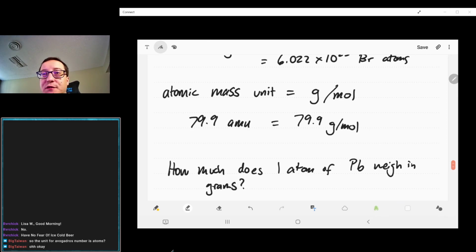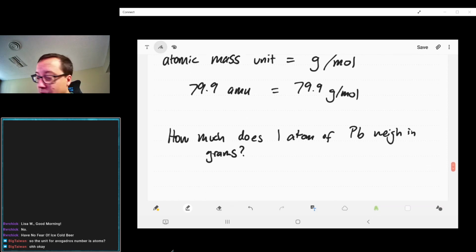You can amaze your friends at your parties by talking about masses of atoms. It's very exciting. Actually, I guess there are no parties. It's COVID. So, oh well.